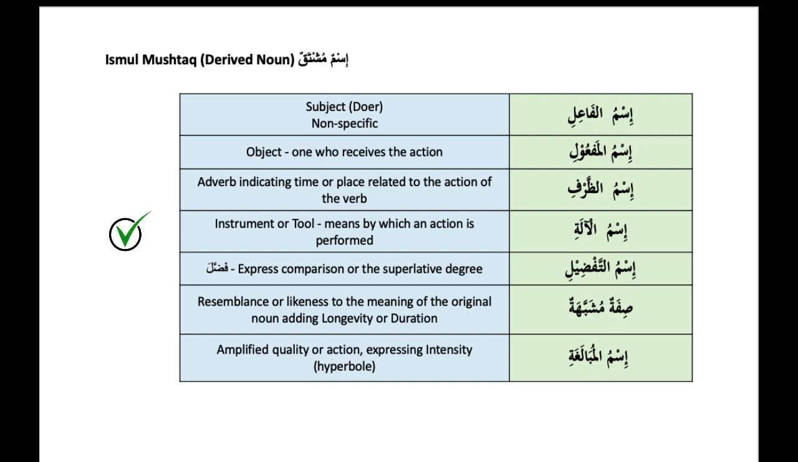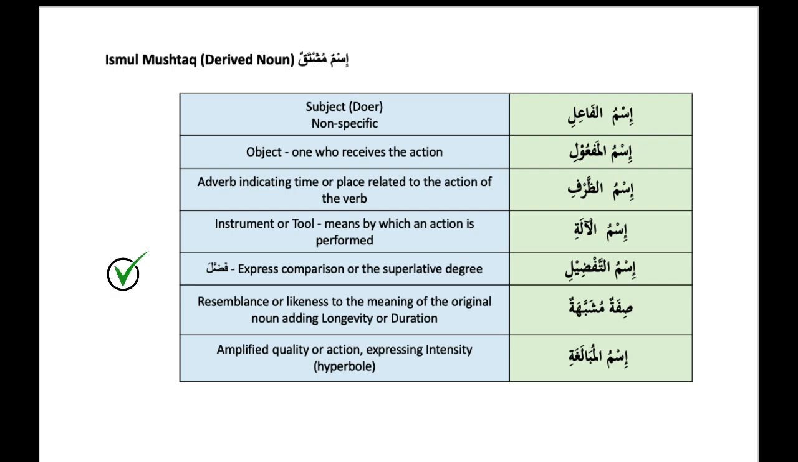Ismul Ala means instrument or tool by which an action is performed. An example is Miftahun, the key. The key is used to open the lock, so it is an instrument. Mizanun, it is the scale. It means the scale, to weigh something.